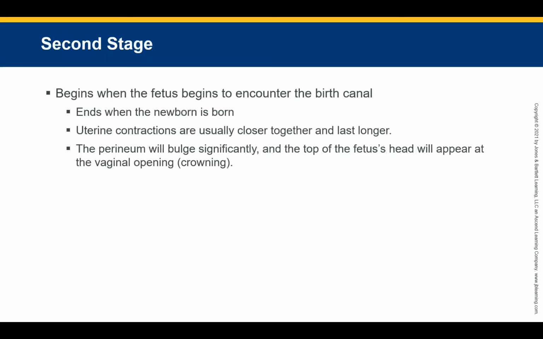The second stage of labor begins when the fetus begins to encounter the birth canal and ends with the delivery of the newborn, or spontaneous birth. Make a decision about helping the woman to deliver at the scene or providing transport to the hospital. Contractions can tell you that. Uterine contractions are usually closer together and last longer. The perineum will begin to bulge significantly, and the top of the fetus's head should begin to appear at the vaginal opening, which is what we call crowning.